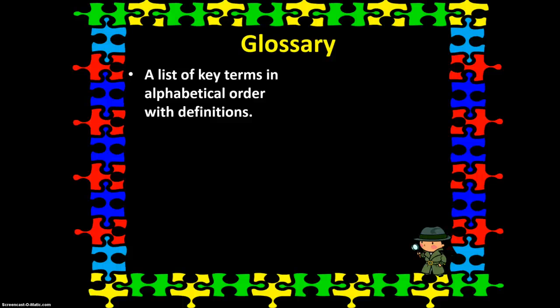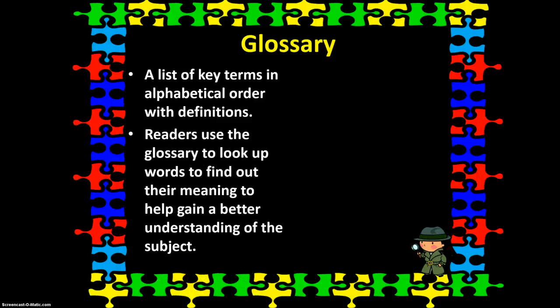The next part we're going to talk about is the glossary. The glossary is usually found in the back of the book, and it's just a list of key terms in alphabetical order with their definitions. So if you may not know a word, may not know what something means, going to the glossary is a great way to find it. When you're not sure what those words mean, you're going to look into the glossary. Readers use the glossary to look at words to find out their meaning to help gain a better understanding of a subject.